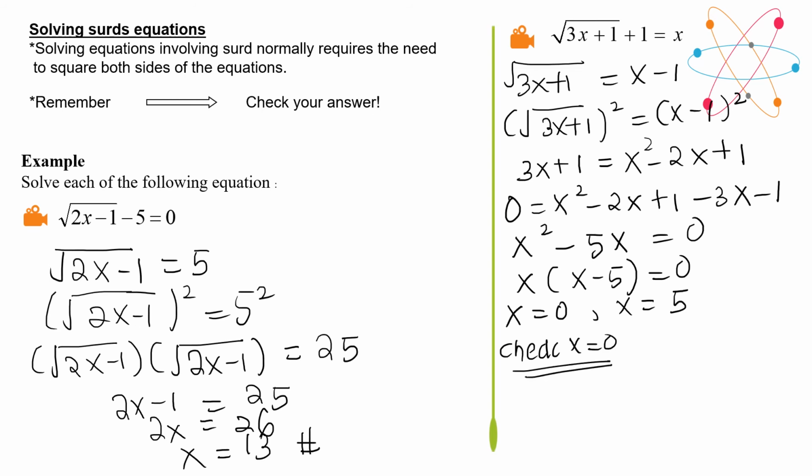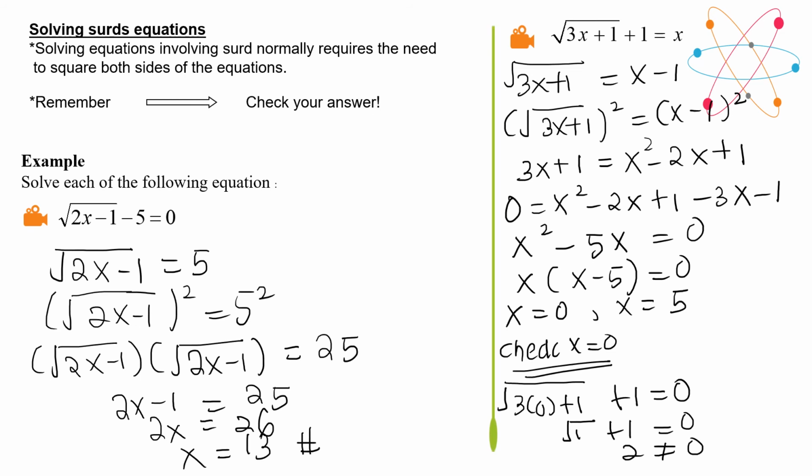How to check? Substitute x equals 0 into the original question. Surd 3x plus 1, with x as 0, plus 1. Substitute x as 0. So what we have is surd 1 plus 1. Is surd 1 plus 1 equal to 0? So the left-hand side does not equal the right-hand side. So x equals 0 is not a solution.